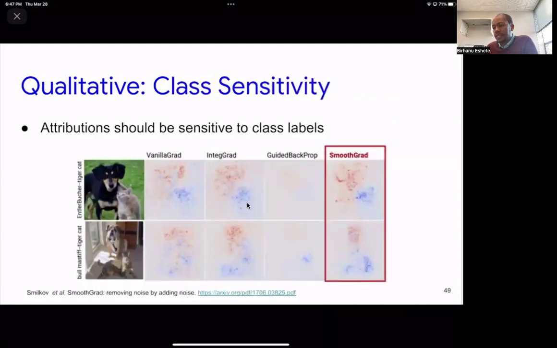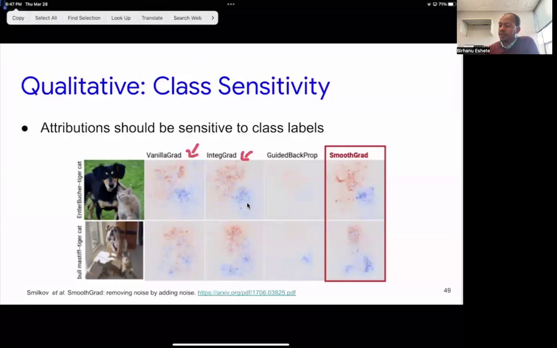Another example is class sensitivity. In this case, we want attributions to be sensitive to the class labels. As you can see for this image of a dog, the vanilla gradient would give you this, integrated gradient would give you that, and guided backpropagation, as you can see, is pretty useless. And with the smooth gradient, when you do smoothing of the gradient, you get a much better fidelity of the attributions.